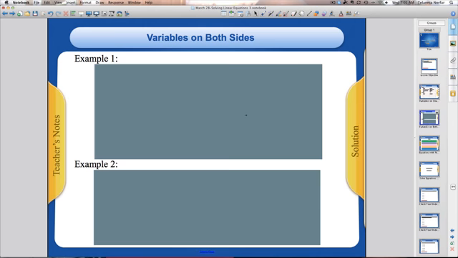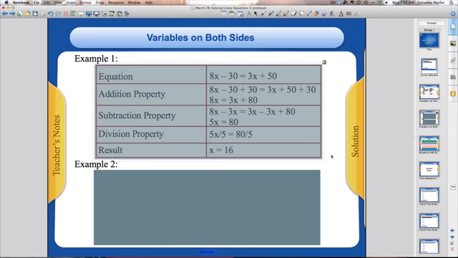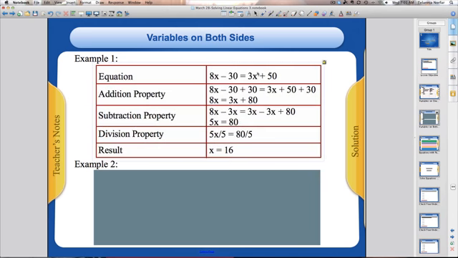Let's review that again. Here was the example problem where first I added 30 to both sides, and that turned this to 8x equals 3x plus 80. Then I had to subtract 3x from both sides, and that left me with 5x equals 80. And then last, I had to divide by 5 on both sides, and my result is x equals 16.